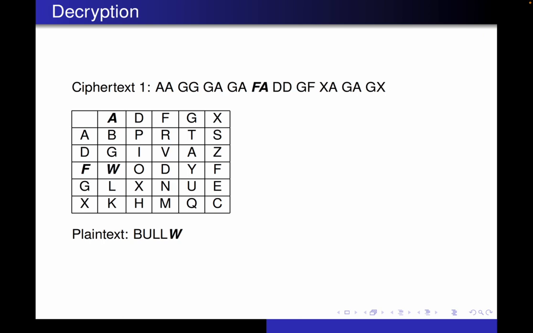For FA, we want the letter that's across from the F, below the A, that's W. Next, we want across from D, below D, that's I. Then we want across from G, below F, that's N. Across from X, below A, that's K. Across from G, below A, that's L again. And then across from G, below X, that gives us E. And then we get the plain text Bullwinkle.